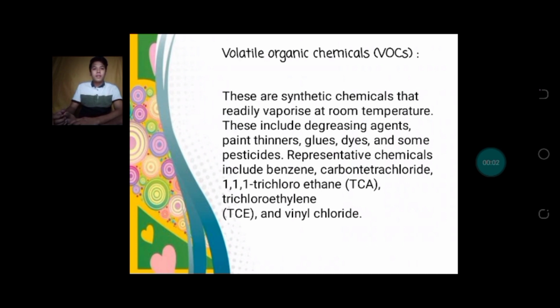Volatile organic chemicals. These are synthetic chemicals that readily vaporize at room temperature. These include degreasing agents, paint thinners, glues, dyes, and some pesticides. Representative chemicals include benzene, carbon tetrachloride, 1,1,1-trichloroethane or TCA, trichloroethylene or TCE, and vinyl chloride.